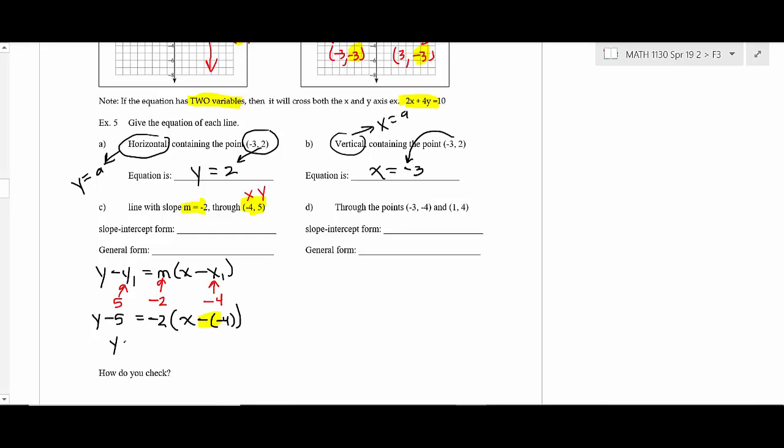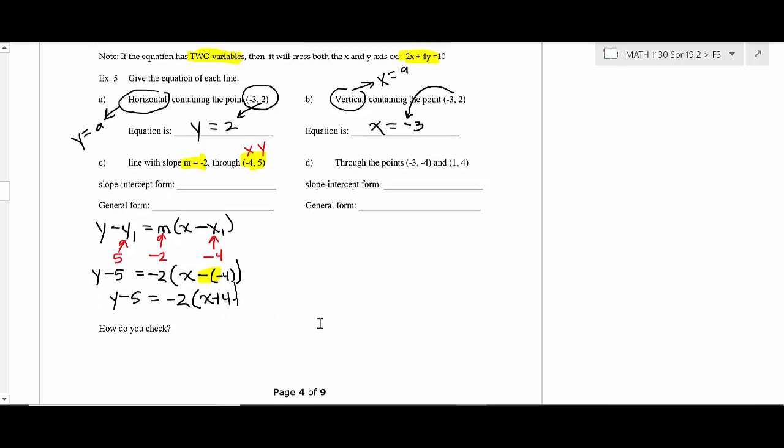So that's how that gets set up. So we'll have y minus 5 equals -2 times x plus 4. Okay, does everybody understand how I plug that in okay? Okay. And now we're just going to do a distributive property and solve for y. So we'll have y minus 5 is equal to -2x minus 8. So again, I'm doing a distributive.